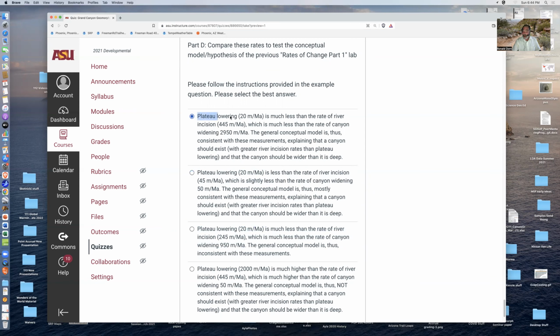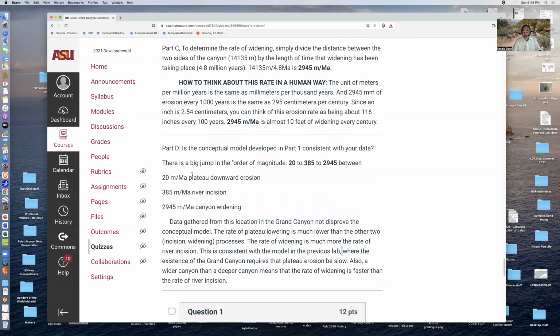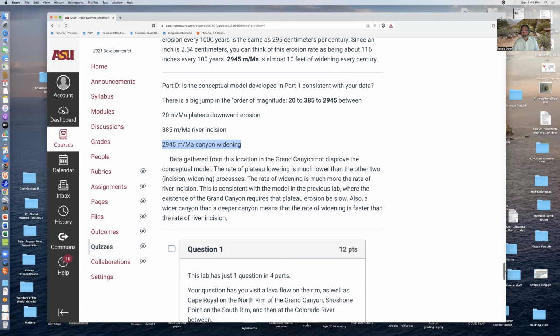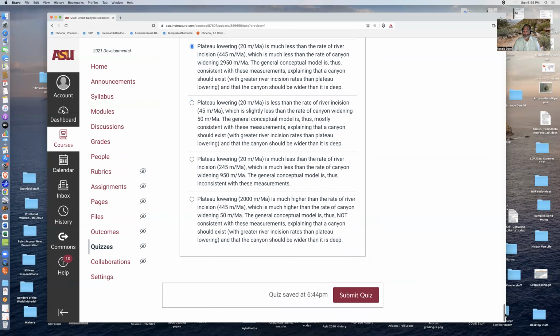And in a third answer, they've jumped by orders of magnitude, pretty much like the example jumps by an order of magnitude. What I mean by an order of magnitude is a different digit. Plateau lowering in the order of 20 meters per million years for this example, river incision on the order of 300 to 400 meters per million years, and widening on the order of thousands of meters per million years. So each one of the wrong answers will be different for the question you're given, but don't panic. Just look at it in terms of common sense. The wrong answers are going to be way, way off.